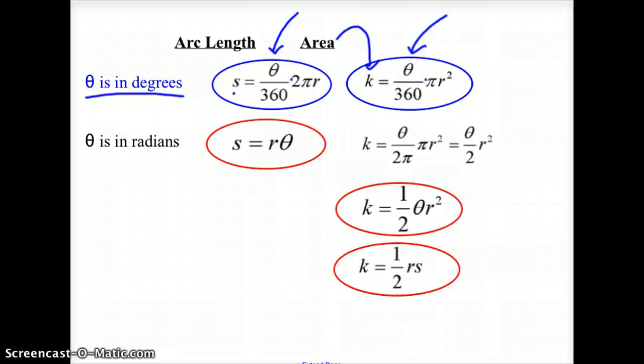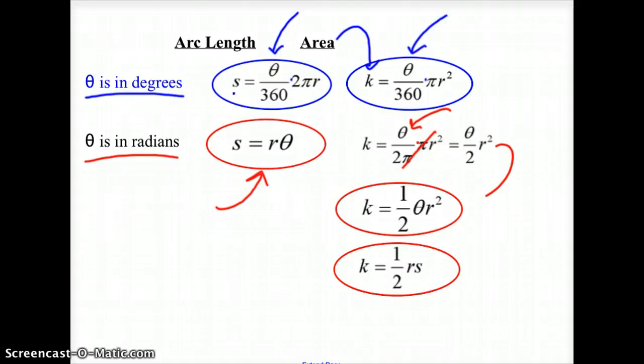Now, if I'm talking about theta in radians, we learned a formula the other day that s equals r times theta. Given that formula, I can use it to derive my area formula. To begin with, I first have theta over 2 pi, because one circle is equal to 2 pi radians. If I multiply that by the area, pi r squared, the pi's cancel, and it equals theta over 2 times r squared.